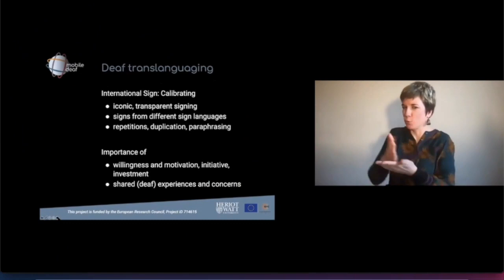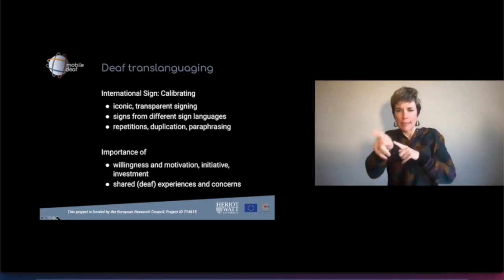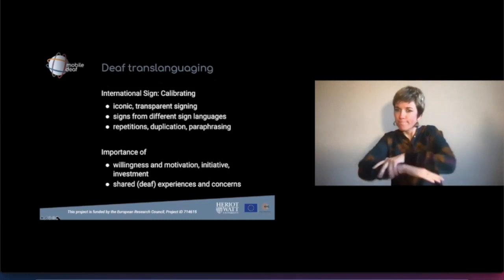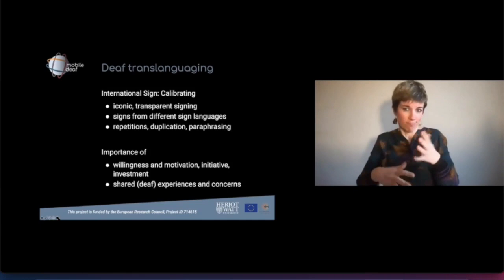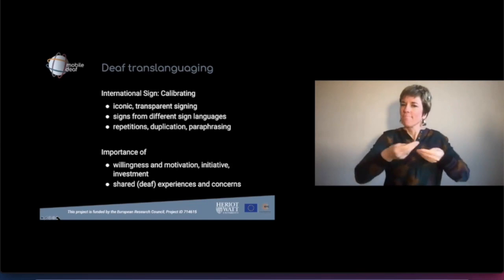So this is an explanation of international sign as a translanguaging practice through the use of iconic and transparent signing, the process of negotiation of understanding, the use of signs from different languages, and really this willingness, this eagerness to communicate, the motivation being very important, as well as the importance of shared deaf experiences and concerns. These are central to knowing what the other person is all about, and it does assist with the communication process.